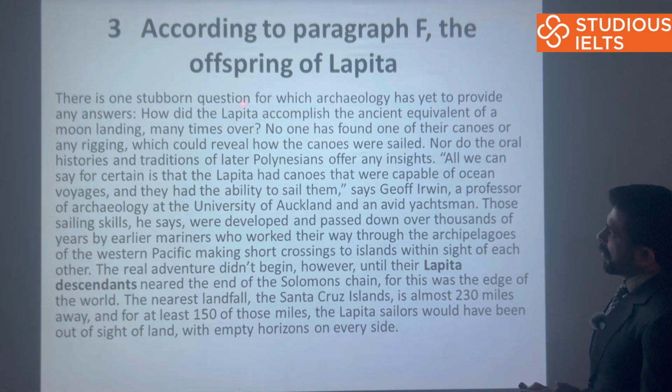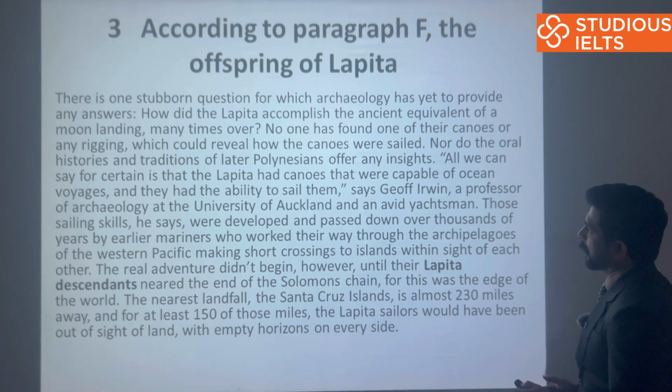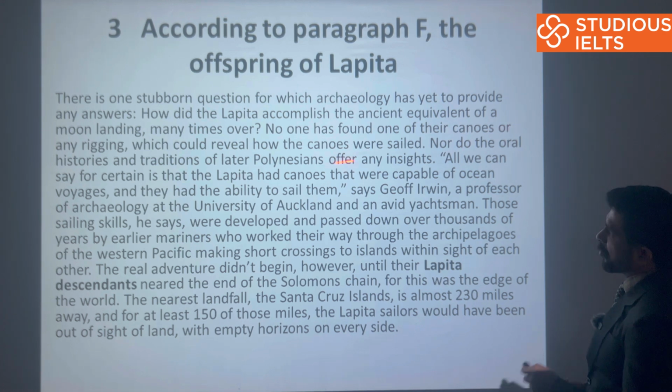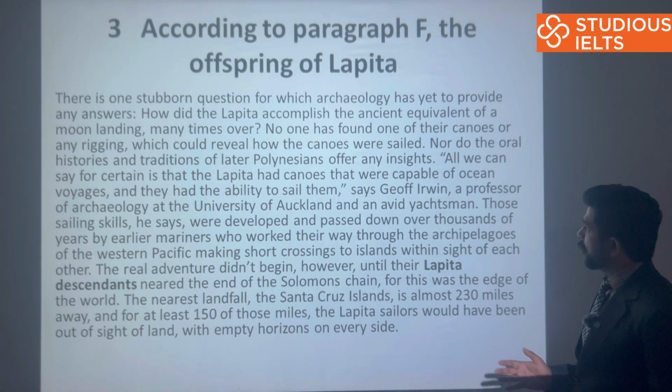There is one stubborn question for which archaeology has yet to provide any answers. How did the Lapita accomplish the ancient equivalent of a moon landing many times over? How could they travel so much in the sea? That too many times. No one has found one of their canoes or any rigging, which could reveal how the canoes were sailed. Canoes were obviously the form of boats, so no one could find these to analyze them.